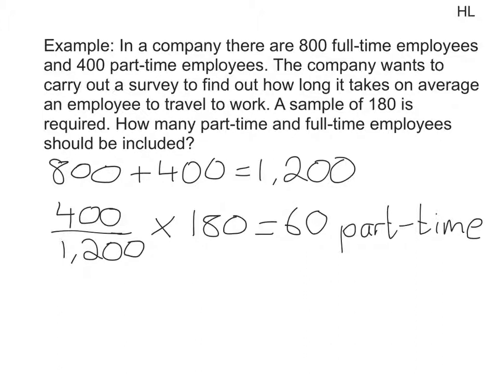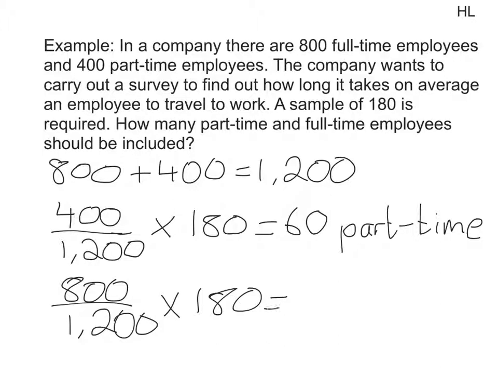Next thing we do is look at full-time employees. We have 800 full-time employees and 1,200 employees overall. So this is the proportion of employees that are full-time. If we multiply this by the sample size, 180, we get 120 full-time employees. So for this question and our stratified sampling, we should have 60 part-time employees surveyed and 120 full-time employees surveyed.